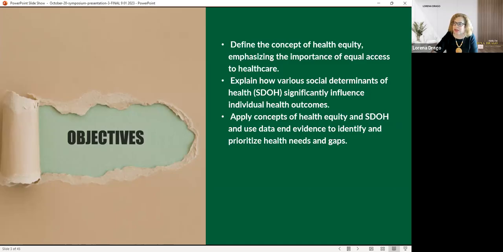So I will be defining the concept of health equity, emphasizing the importance of equal access, and also explaining the various social determinants of health and how they influence individual outcomes, and how to apply those concepts of health equity and use the data and evidence to identify and prioritize the health needs and the gaps.